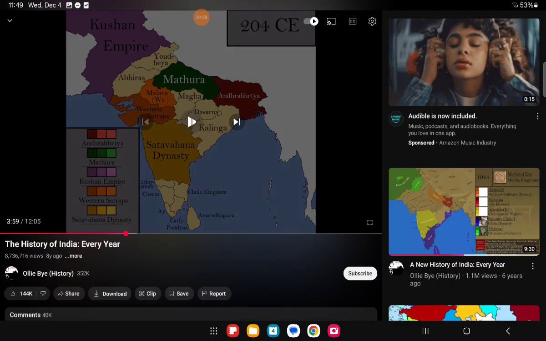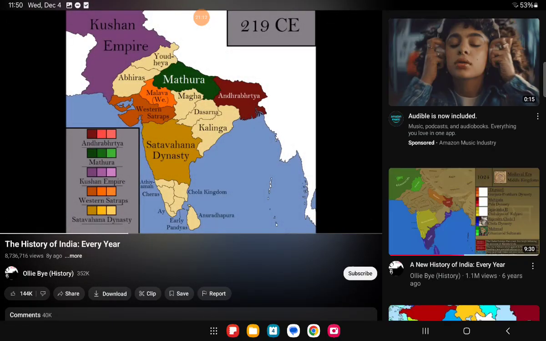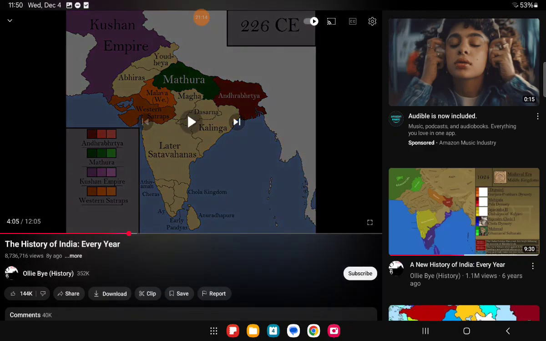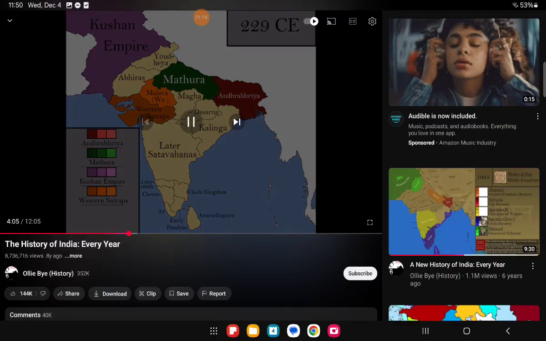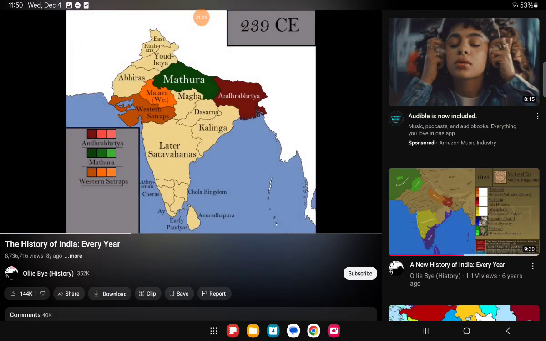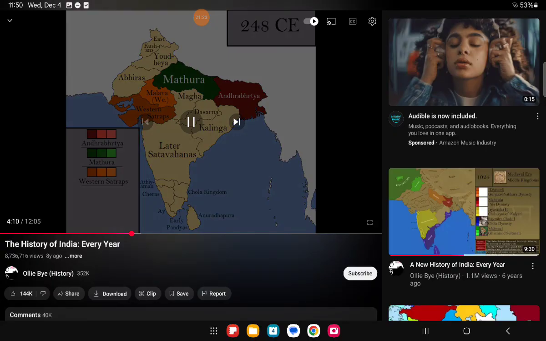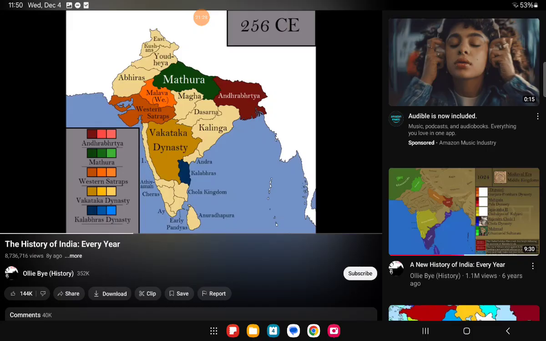Oh, look, some stuff just gained independence from the Kushan Empire and from the Western satraps, though Malava is their vassal. And Mathura's touching the red. Oh, look, now Satavahana just turned into the later Satavahanas. And the Kushan Empire lost some land and is no longer even here. Now the Satavahanas are back as the Vakatakas.